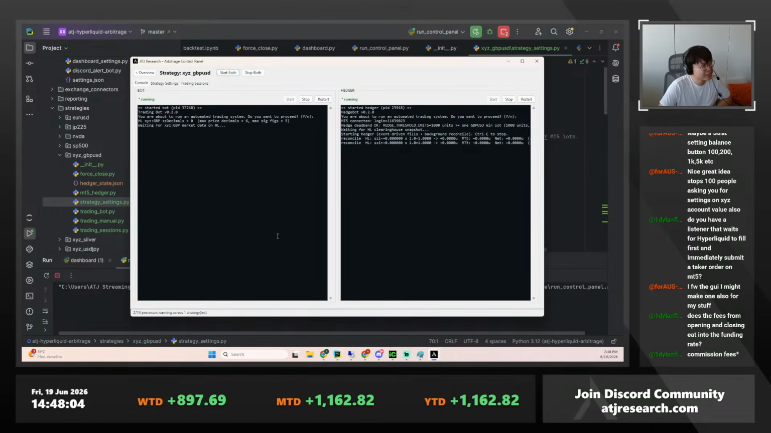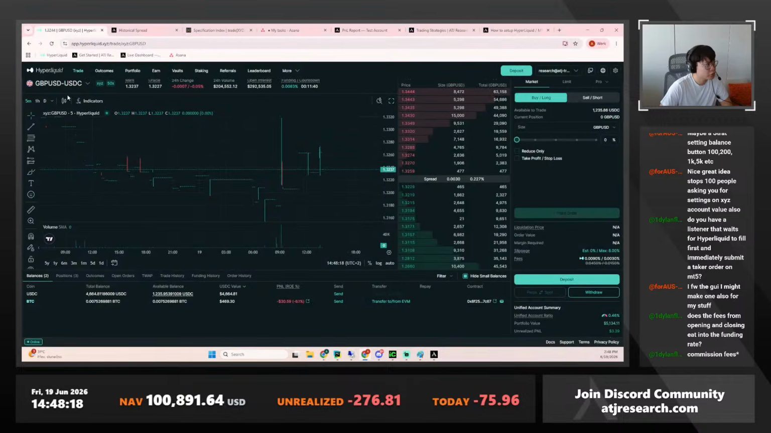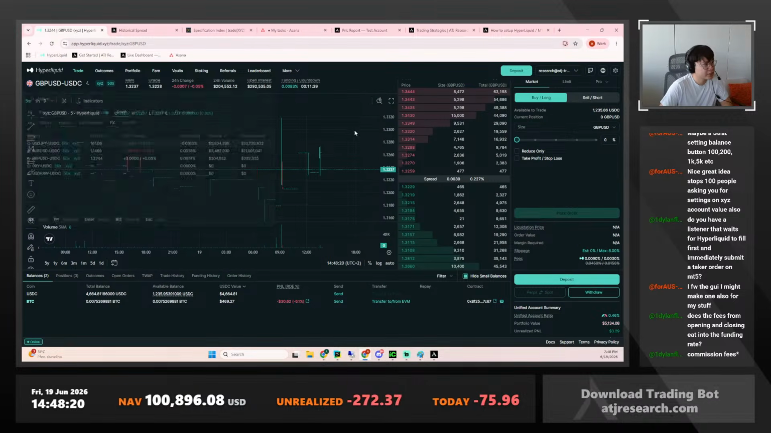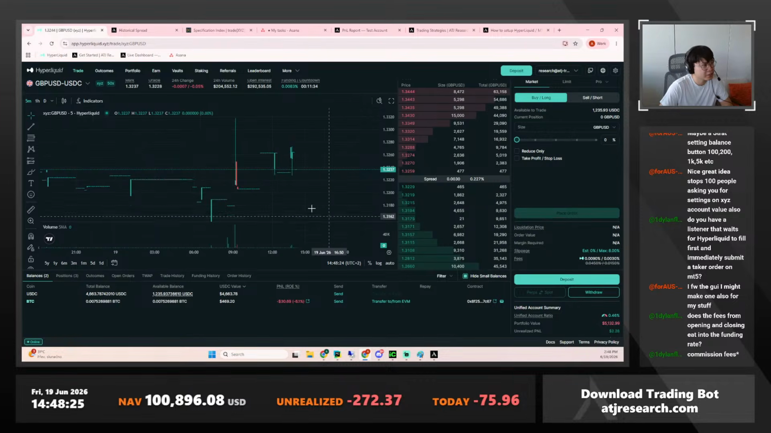I think on GBP it might take a bit of time. Maybe I can rewrite the script so it can start immediately. So yeah, for the GBPUSD case, I think I should actually do it, because here it will sometimes take minutes to actually get a new price update.